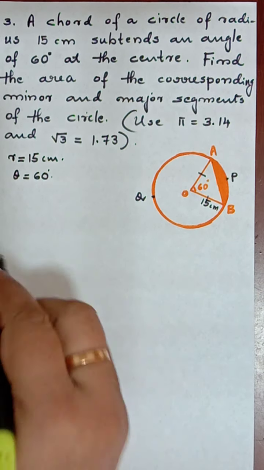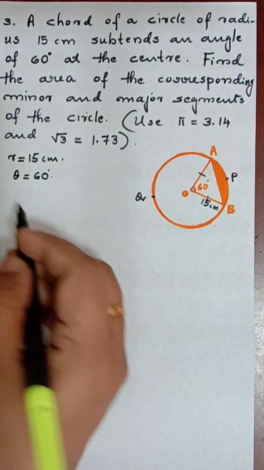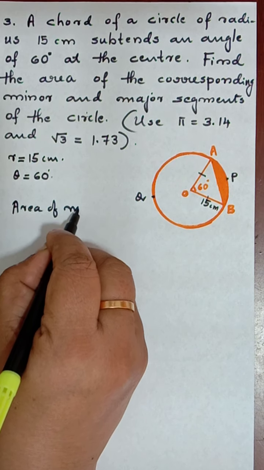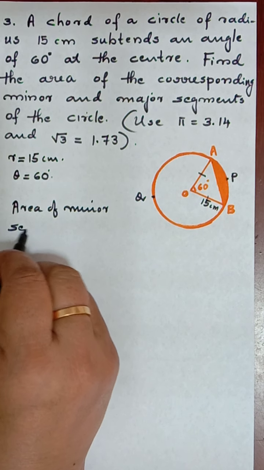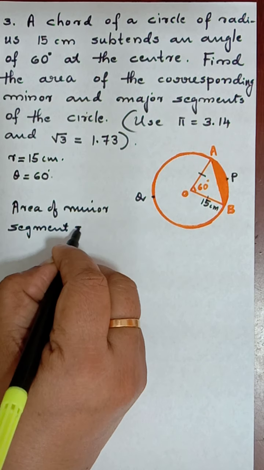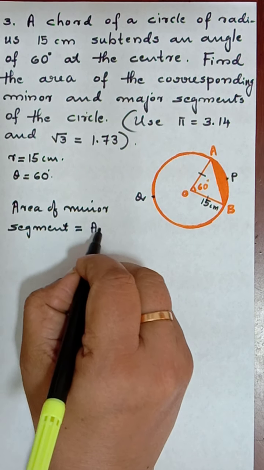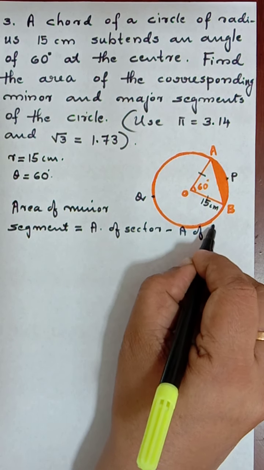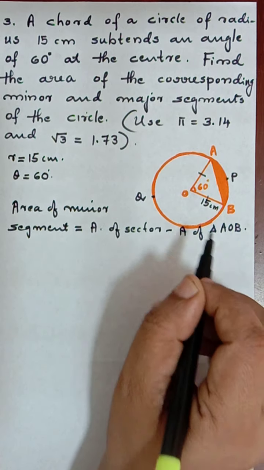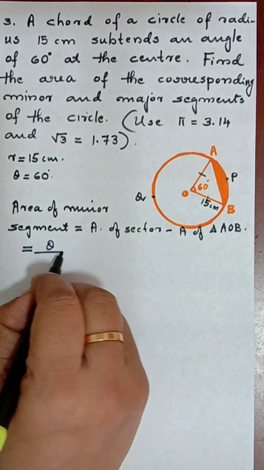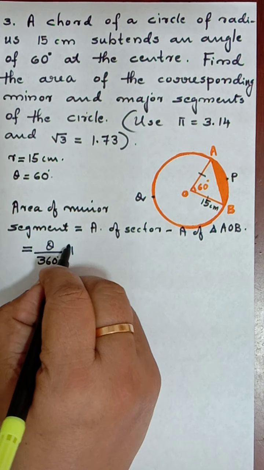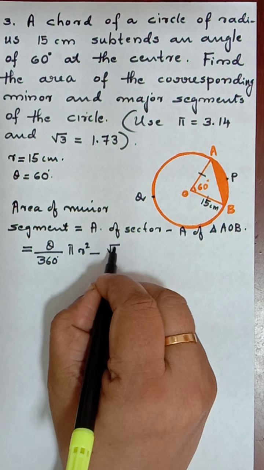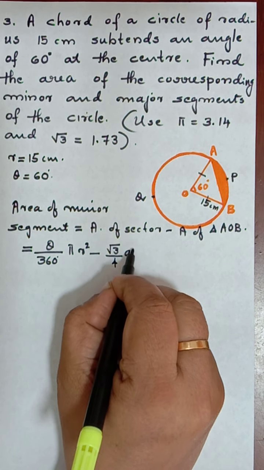Okay, let us start with the first part of the question. Area of corresponding minor segment. So area of minor segment is equal to, minor segment is the yellowish portion, that is area of sector minus area of triangle AOB. That is area of sector, formula theta by 360 into pi r square, minus area of the triangle, root 3 by 4 a square.